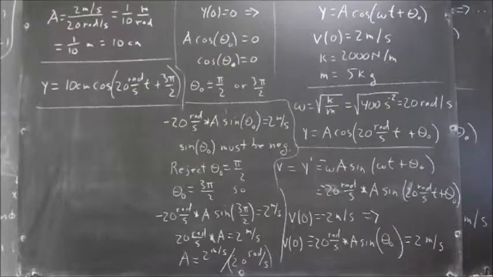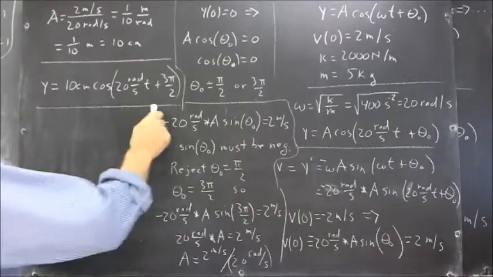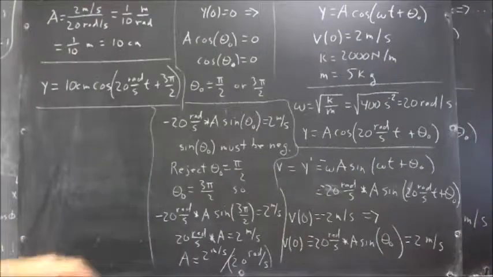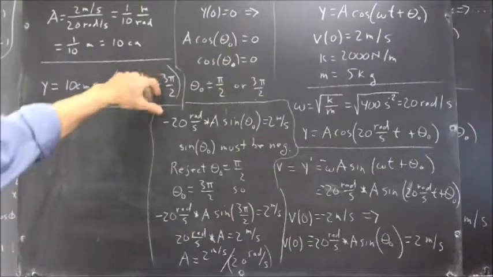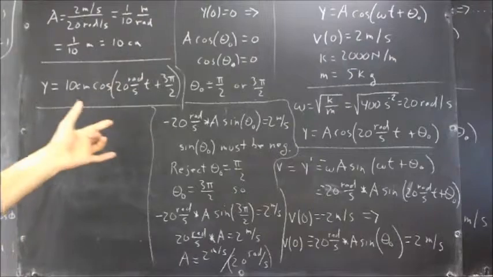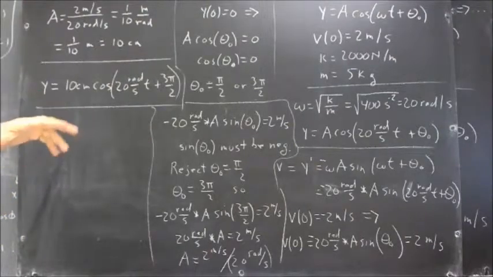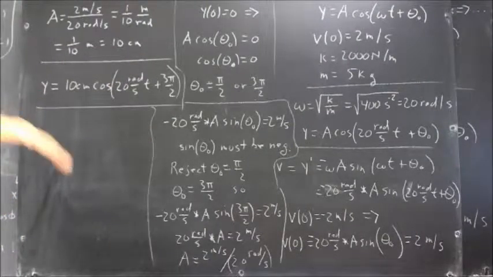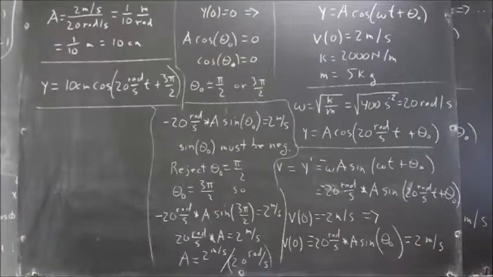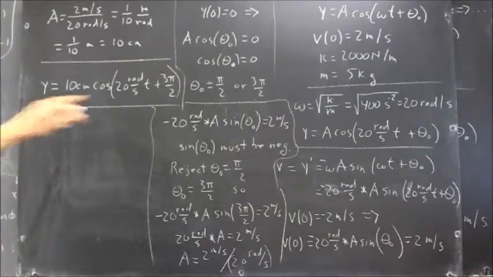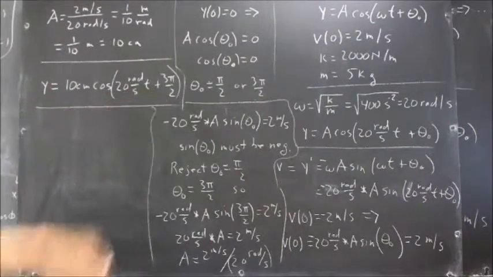Now we're going to ask a question in which the theta naught is not going to indicate an angle that's a multiple of 90 degrees. We're going to adapt this to see what we can do with that theta naught.